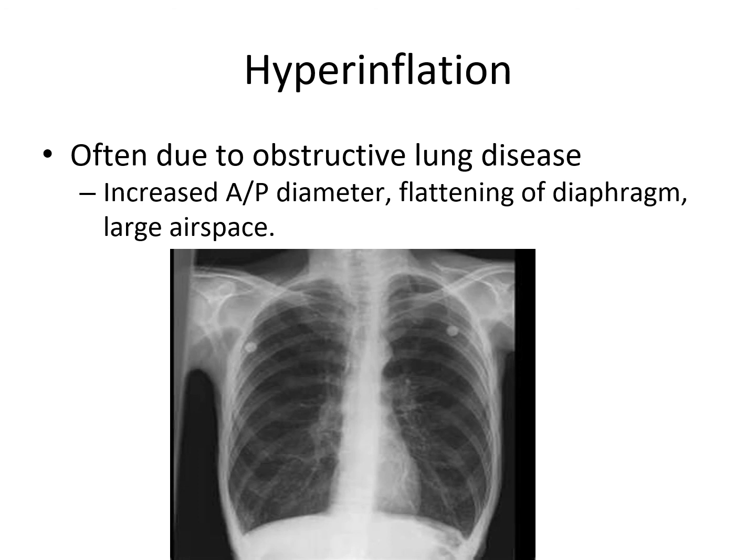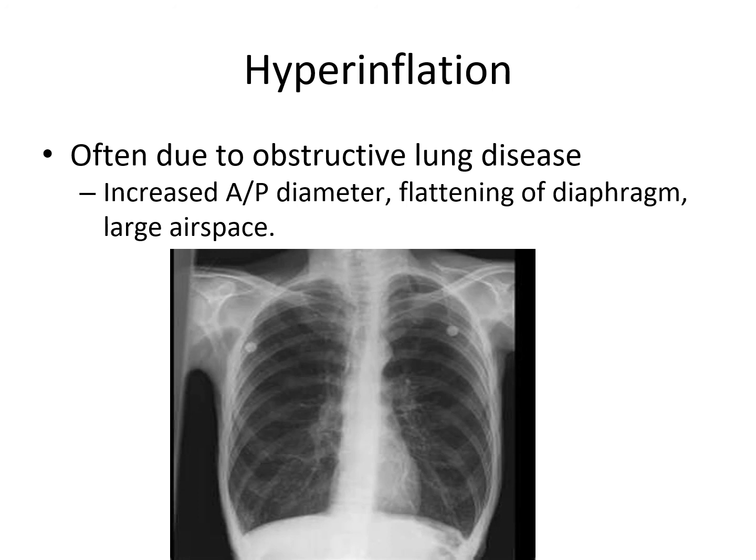Hyperinflation here, this is a good picture. You can definitely see the flattened diaphragm. So we'll see these in our COPD patients. Large airspace, meaning that the space in between the ribs is wider. Generally the ribs aren't spread out quite that far, they're a little bit closer. And then that increased AP diameter, which is a little bit hard to see on this film, but you can see it on the lateral film.